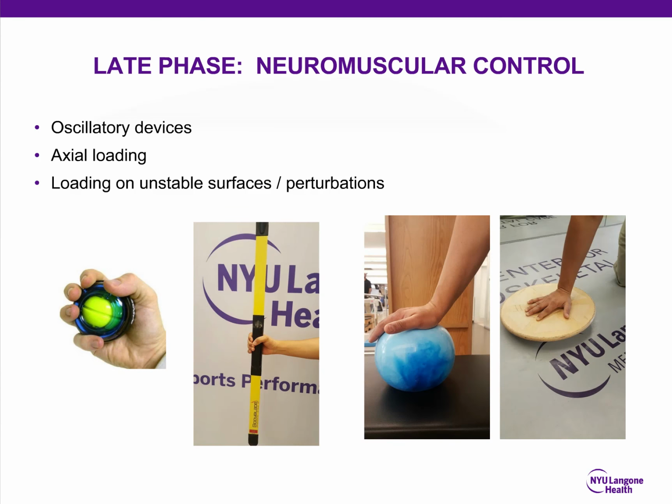In the late phase, we're going to improve the neuromuscular control. So we're going to work with oscillatory devices. We're going to promote reactive muscle activation, and we're going to start loading the wrist more. We're going to start with axial loading, and then we're going to progress to the same axial loading on unstable surfaces, and we can add perturbations.